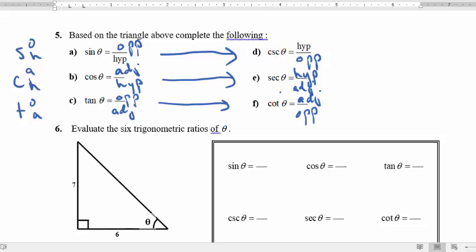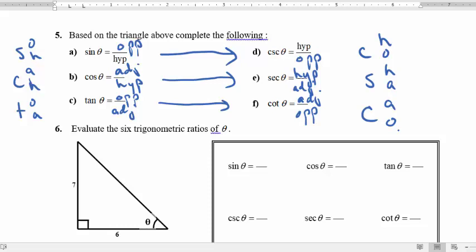So I sometimes call this CHOSHACAO, right? So then the whole phrase is SOHCAHTOA CHOSHACAO. But it's easier just to probably remember SOHCAHTOA and then realize that cosecant is the reciprocal of sine, secant is the reciprocal of cosine, and the cotangent is the reciprocal of the tangent.